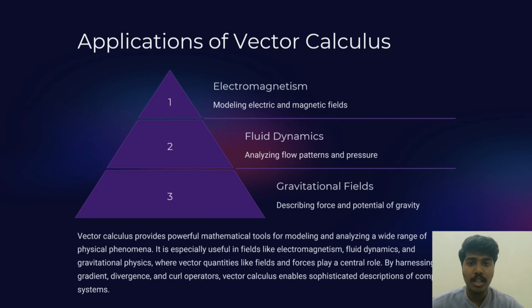So now we are coming to what are the applications of vector calculus. So there are three types, which are electromagnetism, fluid dynamics and gravitational fields. So what is electromagnetism? Modeling electric and magnetic fields; fluid dynamics, analyzing patterns and pressures in fluids; and gravitational fields, describing forces and potentials of gravity.